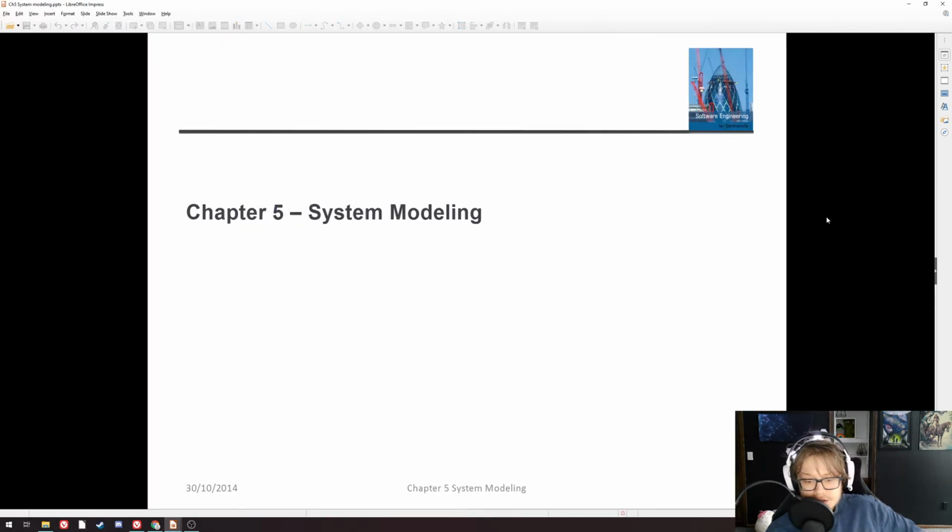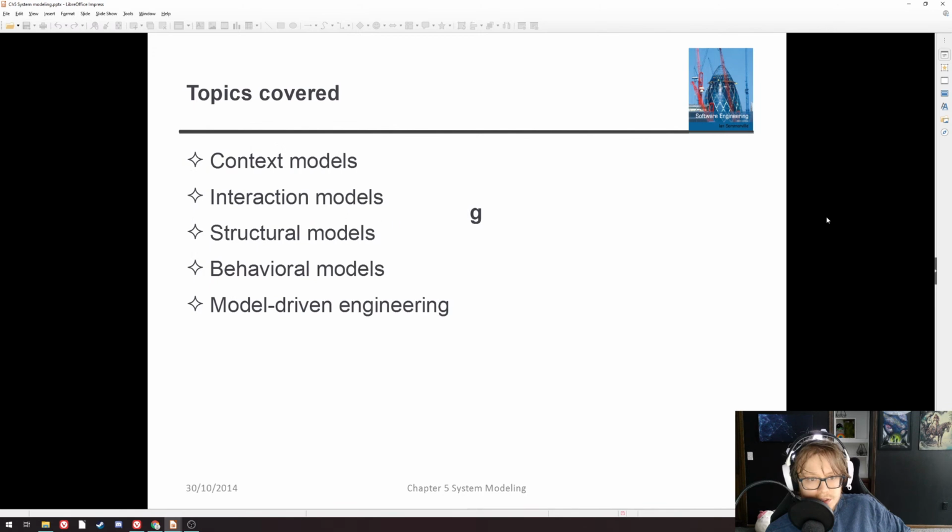System modeling. So this is a part of the requirements phase and the design phase. These kinds of graphical diagrams, models that we're going to talk about are very common in software engineering. We're going to talk about a few different kinds of models: your context, your interaction, your structure, your behavior, and your model-driven engineering, which we won't go into too much.